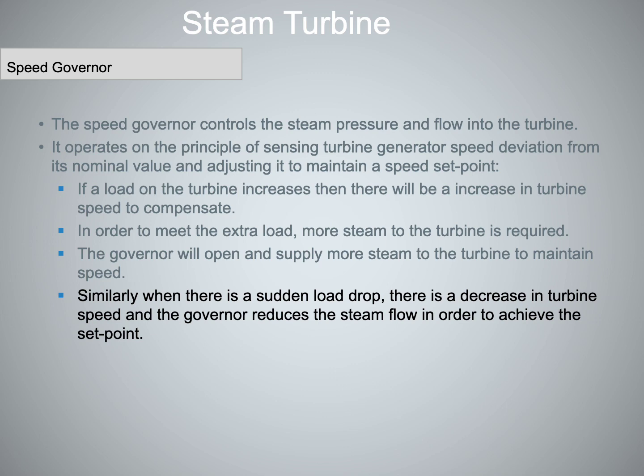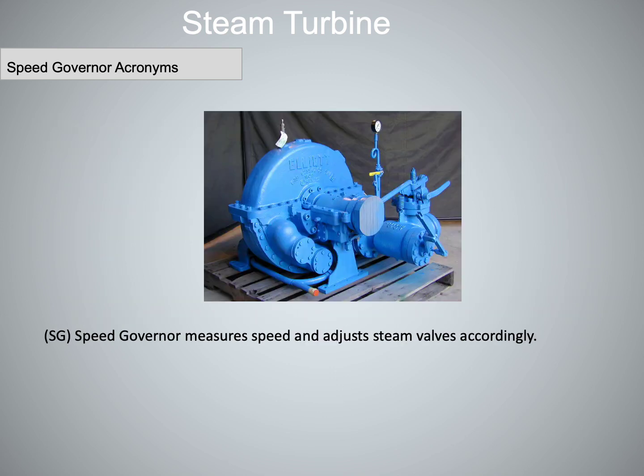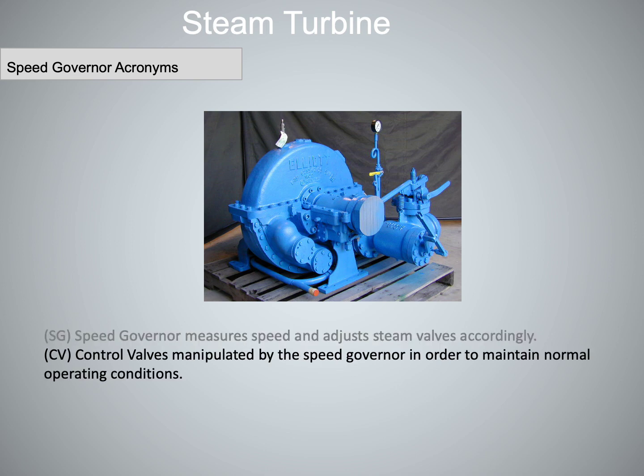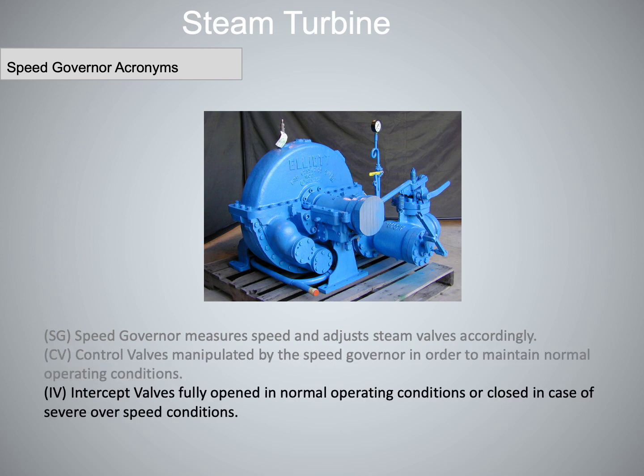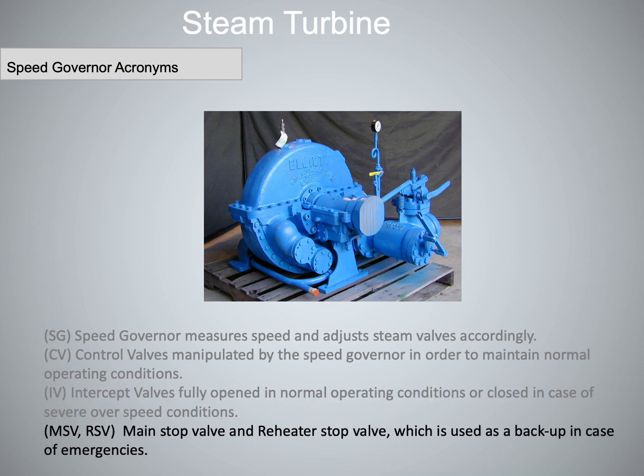Similarly, when there is a sudden load drop, there is a decrease in turbine speed, and the governor reduces the steam flow in order to achieve the set point. SG, speed governor measures speed, and adjusts steam valves accordingly. CV, control valves manipulated by the speed governor, in order to maintain normal operating conditions. Intercept valves, fully opened in normal operating conditions, or closed in case of severe overspeed conditions. MSV, RSV, main stop valve and reheater stop valve, which is used as a backup in case of emergencies.